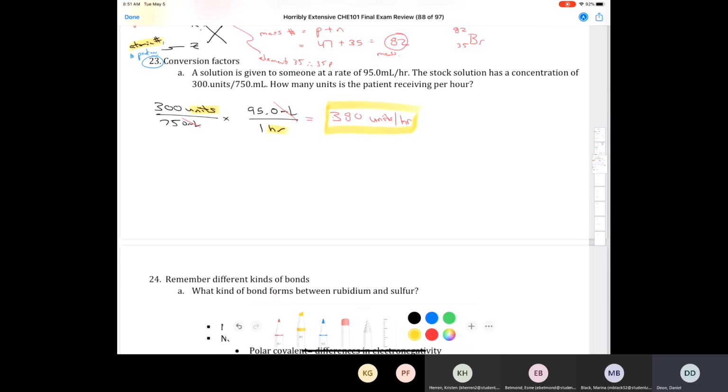This is just a matter of doing a little bit of converting. And again, it's one of those situations where I would say, if you've done all the practice problems that I've written or posted on D2L, you should be in very good shape when it comes to doing conversions.